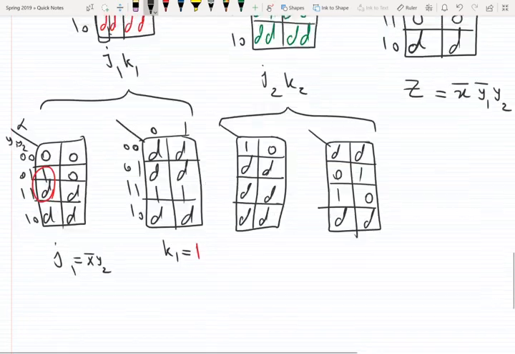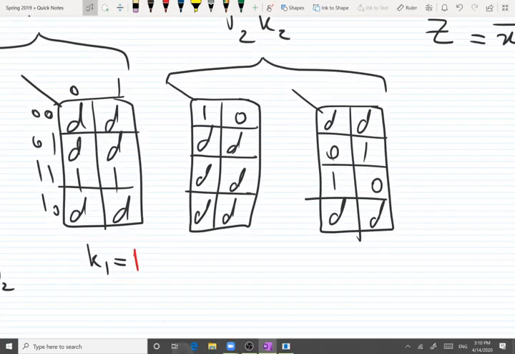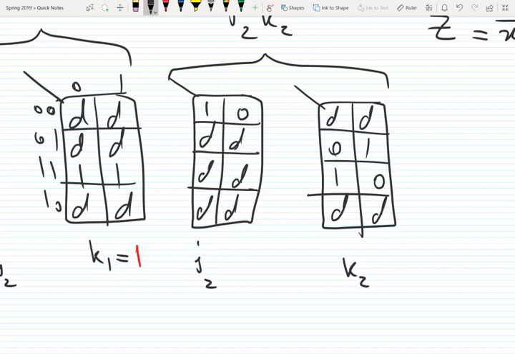Okay, now we reach this point and we want to find J2 and K2. So J2, let's see what we can do. This one is the best option, of course. So what is the equation? Of course, it is equal to x bar. The next one, K2.